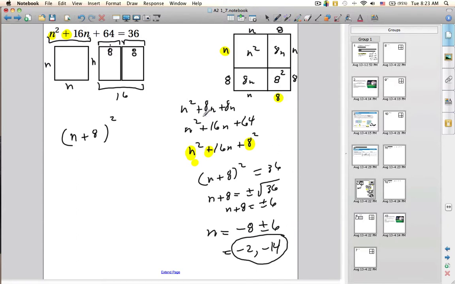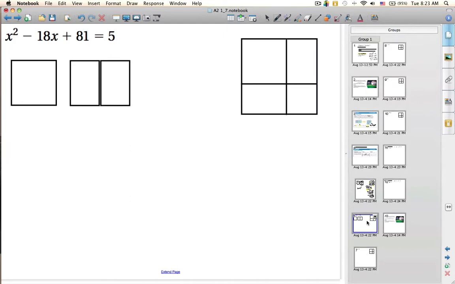So what did we do? We found the perfect square of a binomial. Once we found the perfect square of a binomial, we square rooted either side of the equation, and then we can push through to a solution. So let's take a look at another example like that where it's already a perfect square.